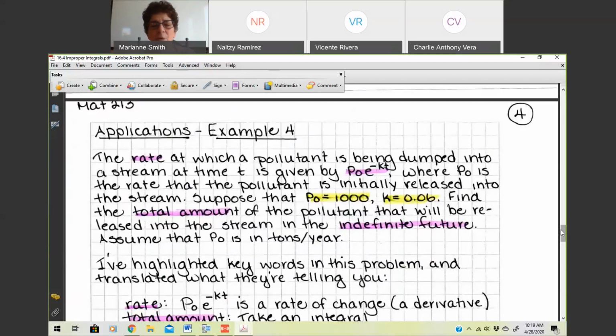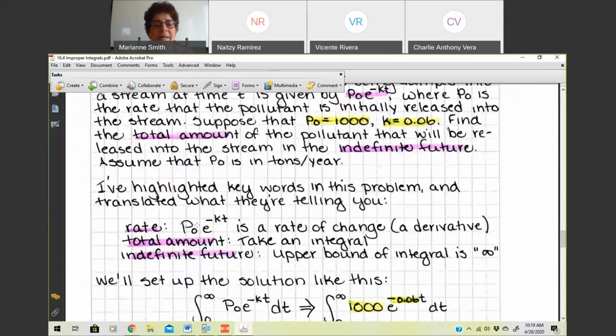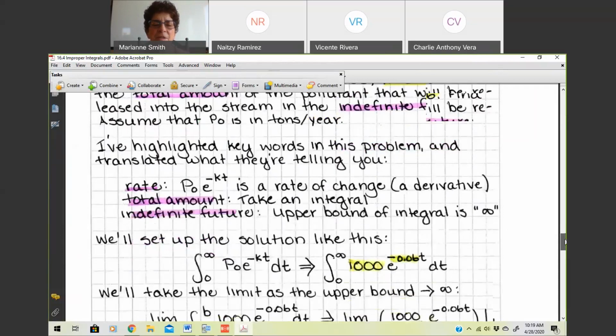So let's take a look. The rate is a rate of change. My total amount says take an integral. Indefinite future means the upper bound on the integral is infinity. So what we're trying to do here is decode the problem and decide what we need to do mathematically. Remember, if you can do the decoding step, chances are you can leverage a lot of the math onto some technology. So here's the solution.